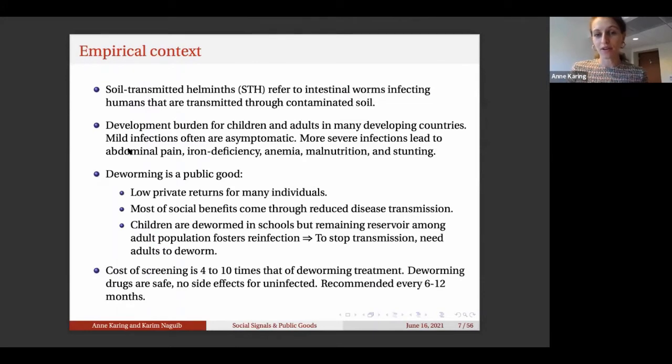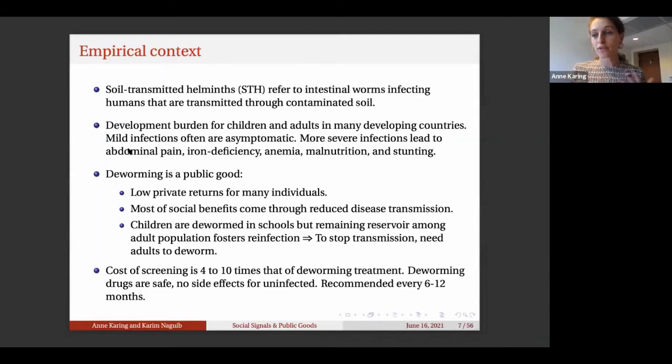So in terms of the empirical context, for people not familiar with it, soil-transmitted helminths are intestinal worms that infect humans, and they are transmitted through contaminated soil. They constitute a development burden for children and adults in many low-income countries. The majority of adults actually have mild infections that are asymptomatic. So if you and I had worms, we may not even know that we have worms. More severe infections, however, lead to abdominal pain, iron deficiency, anemia, malnutrition, and stunting. And primarily children are impacted when they have worms, in their cognitive and also physical development.